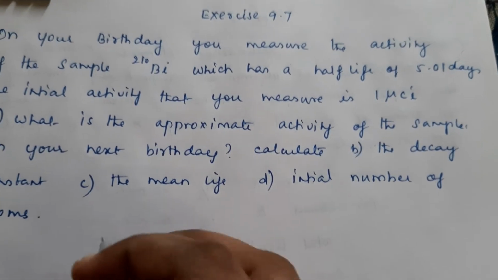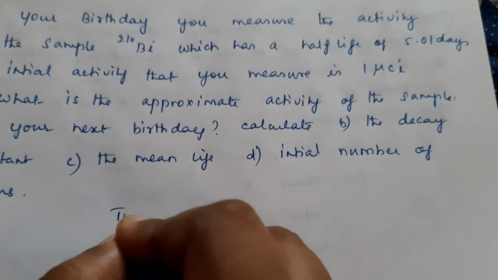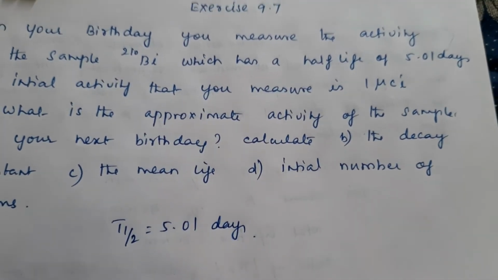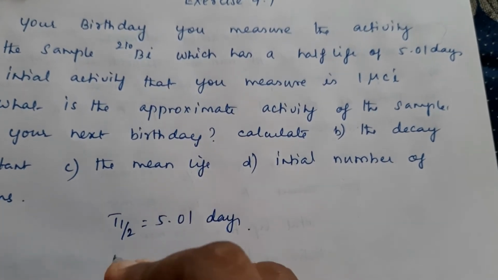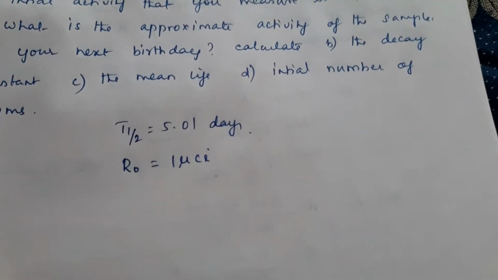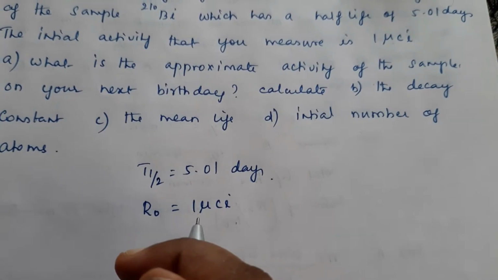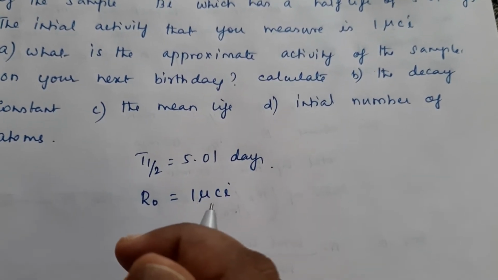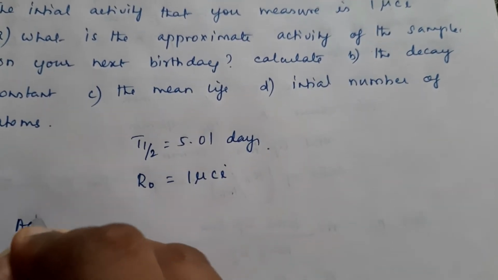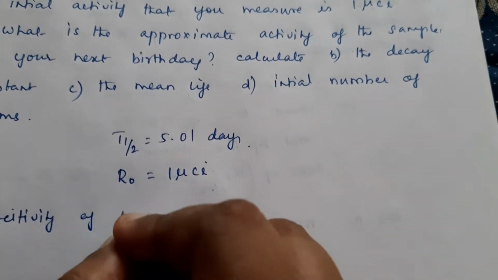Okay. Now what is given here is T half of bismuth. So what is the T half? T half value is 5.01 days. Now the initial activity is given as 1 microcurie. Now we have to find the approximate activity of the sample on your next birthday. So first we'll go for finding the activity of the sample.